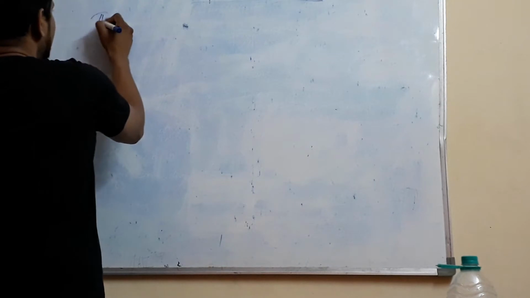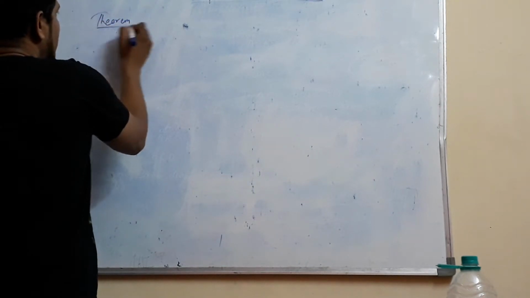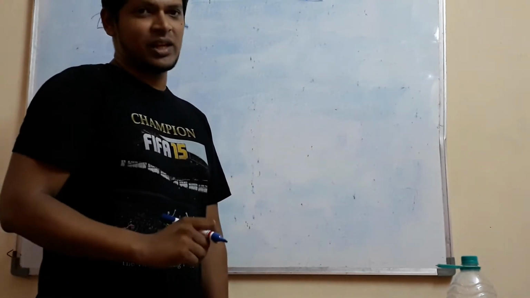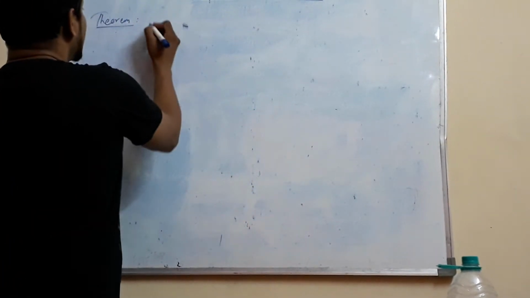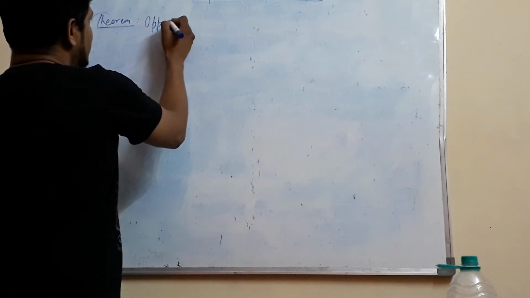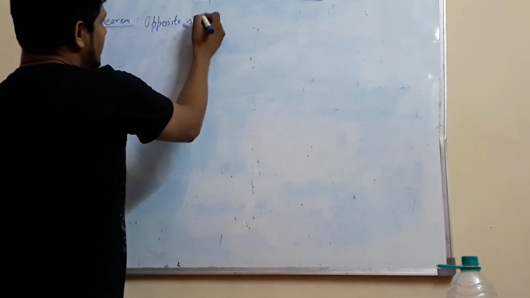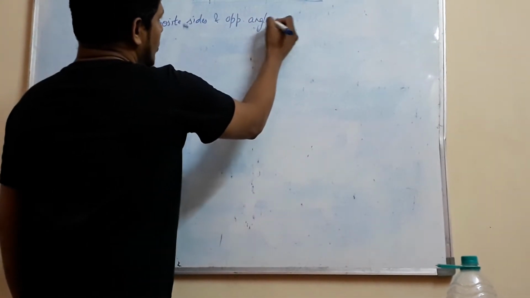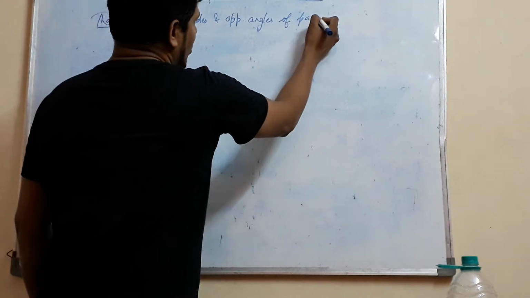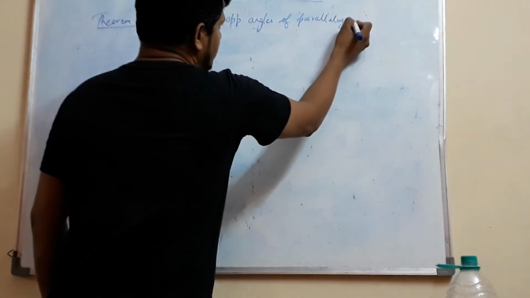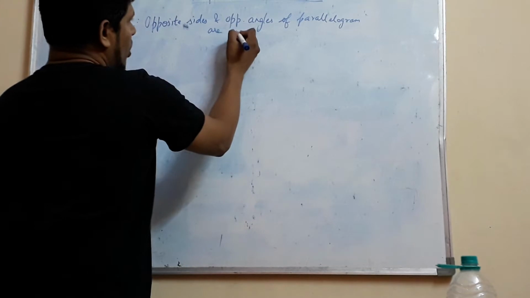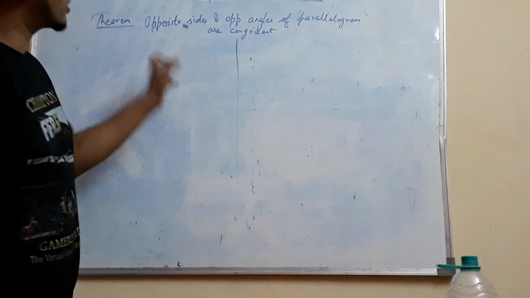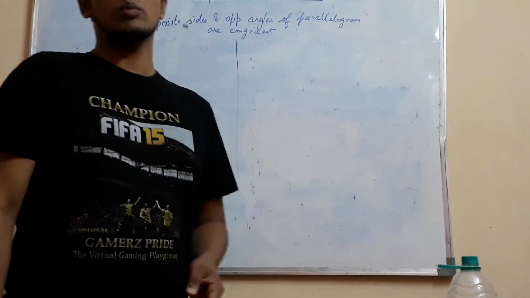So, theorem. The theorem is about parallelogram, where it says that the opposite sides and opposite angles of a parallelogram are congruent. So, this is the theorem which we need to prove.